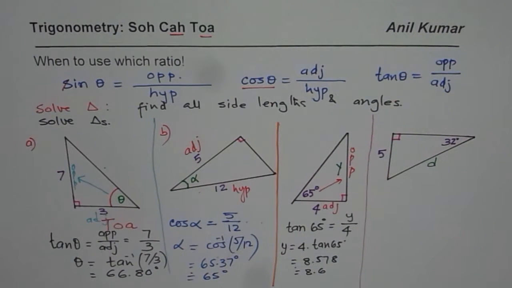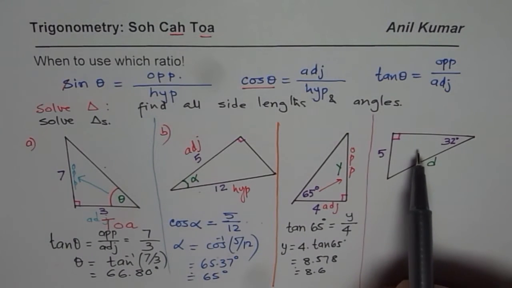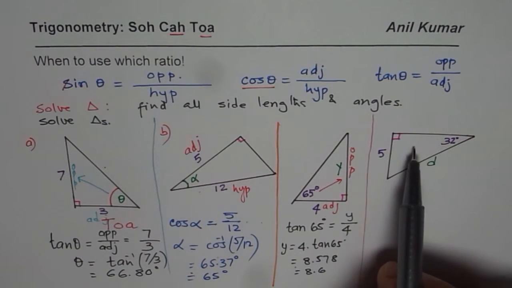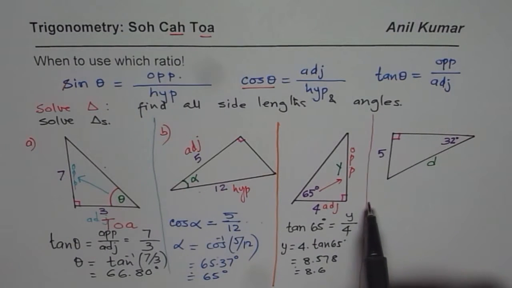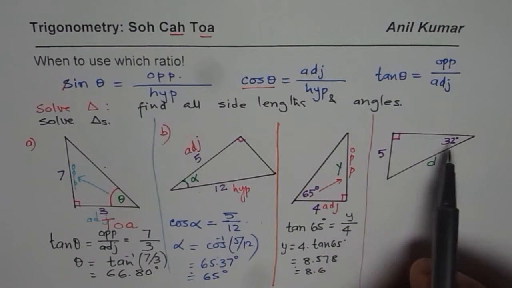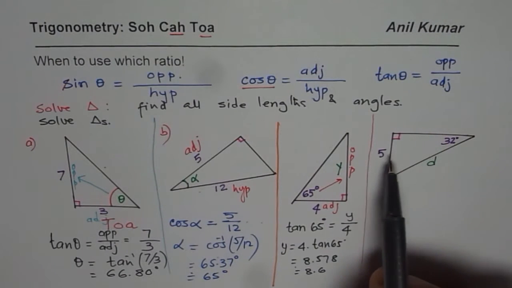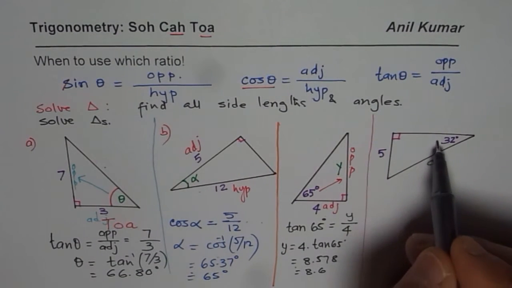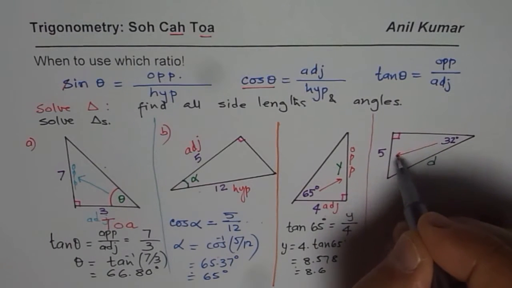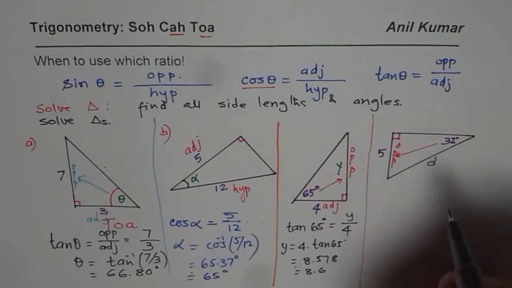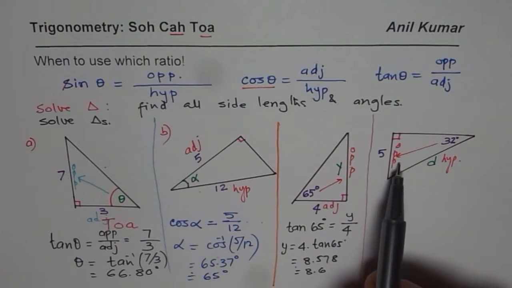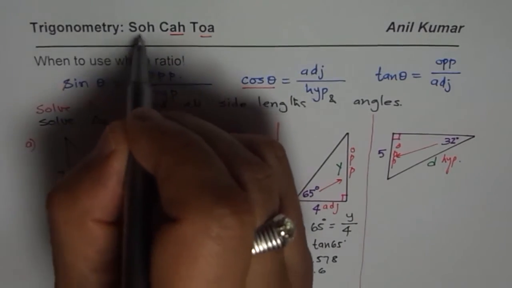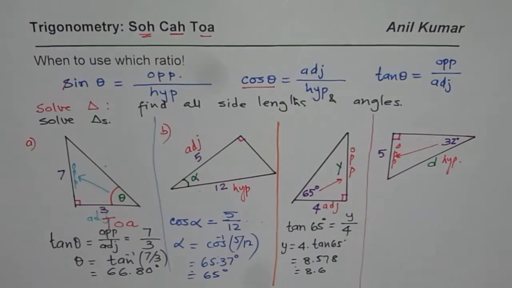Now here's a question for you once again. In this particular triangle, which trigonometric ratio should be used so that you can find d? What are you given? You are given the angle 32, and the opposite side is 5. When you look from here, this is opposite, and this is the hypotenuse. If the combination you are dealing with is opposite and hypotenuse, then it is sine.